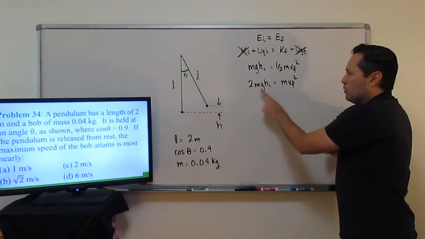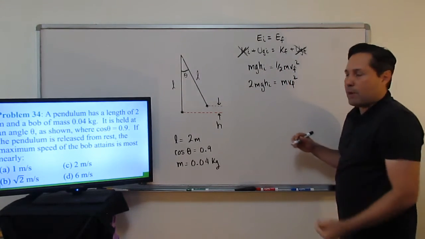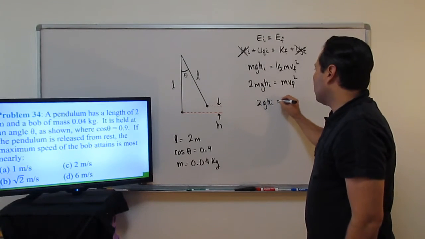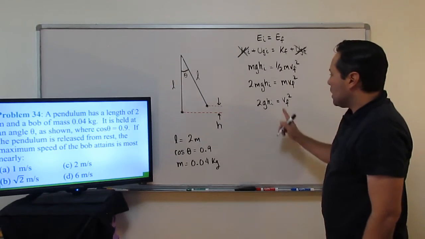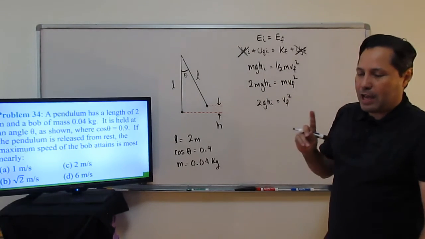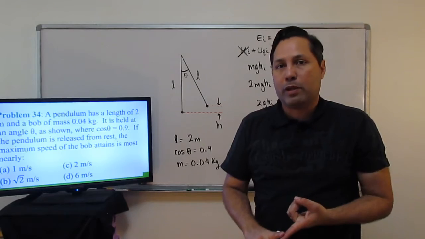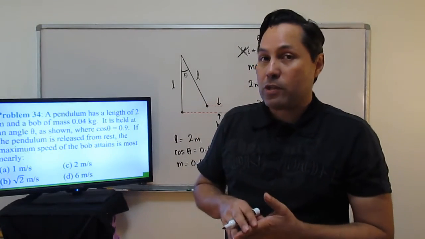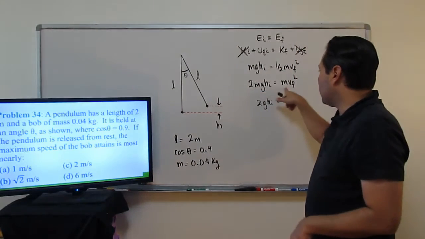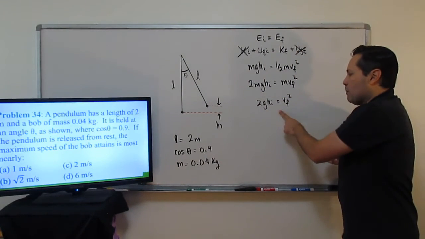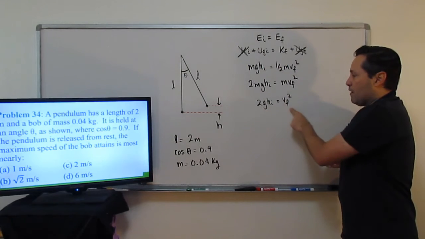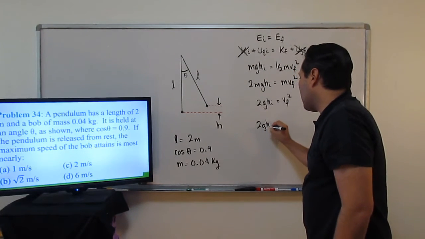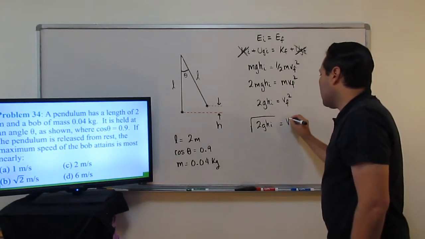And then I want to get rid of the m's, so I'm going to divide both sides by m. So I end up with 2ghi is equal to vf squared. At this point, let me pause for a second and again point out that mass does not play a role as far as the movement of a pendulum. So the mass of the bob is irrelevant, and notice how it got cancelled out here. Last step, I want to square root the vf, so you can have it just vf, not vf squared. So I end up with the square root of 2ghi equals vf.